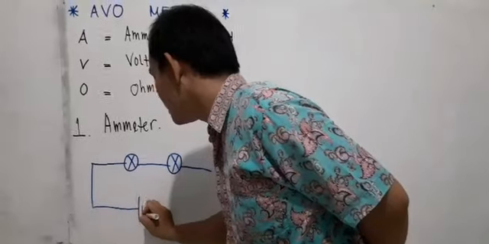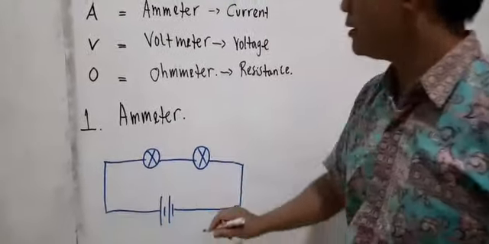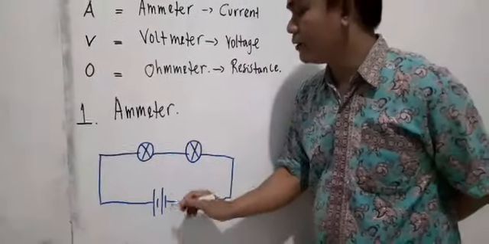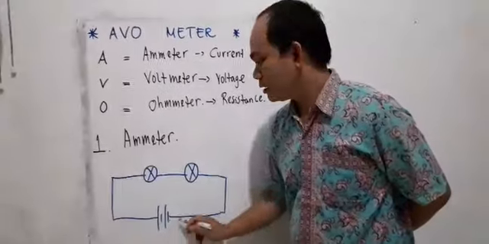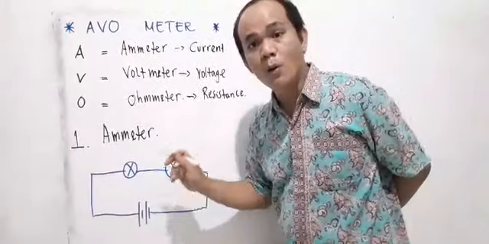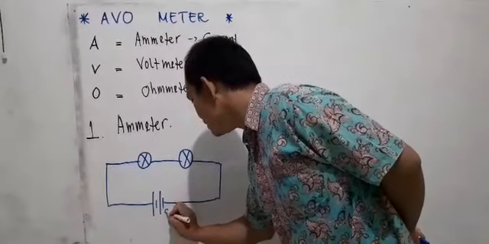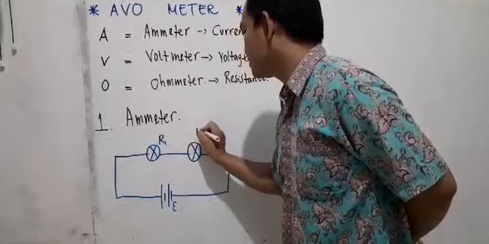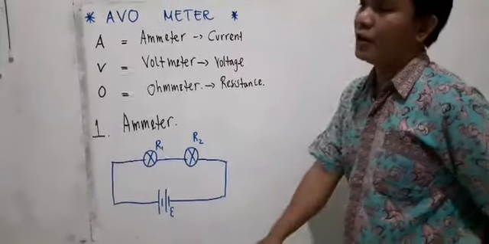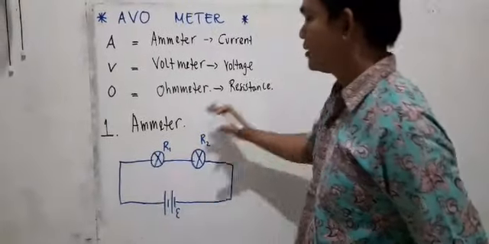So this is the symbol of voltage. The first one here has only one, it is called a cell. But if there is more than one cell, it is called a battery. So this is E or V. Then R1, resistance 1, and resistance 2. Okay, so we are going to measure the current in this circuit.